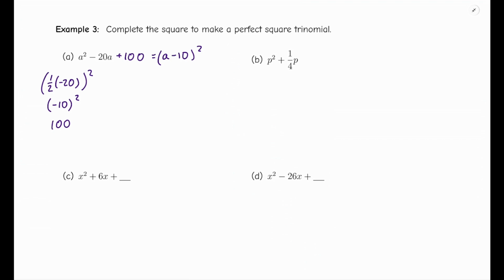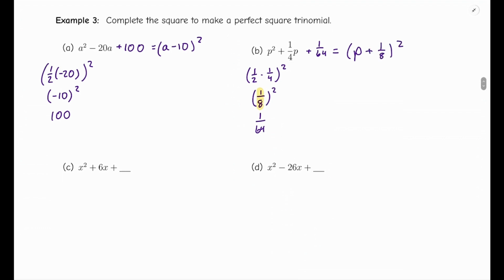Part B, p squared plus 1/4 p. Well, I'm going to take 1/2 of the 1/4 and square it. So that is 1/8 squared, which is 1/64. So I add 1/64 here. And now I want to factor this. But remember, because this is a perfect square trinomial, it will factor as p and then this number. So it is important to show all your steps because this is a middle step number we need. So plus 1/8 squared.